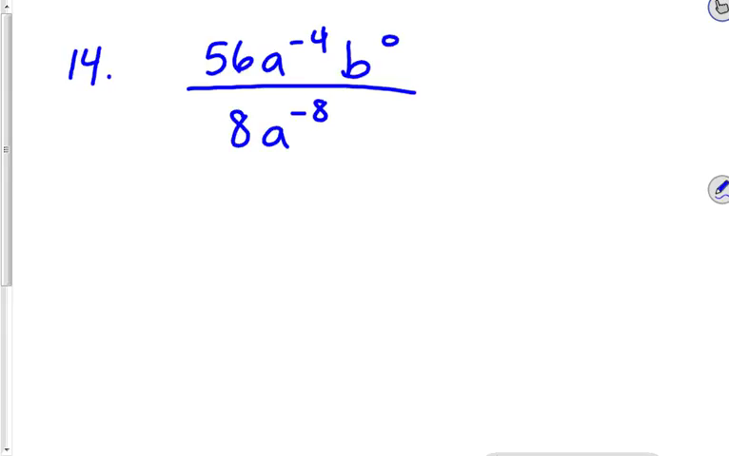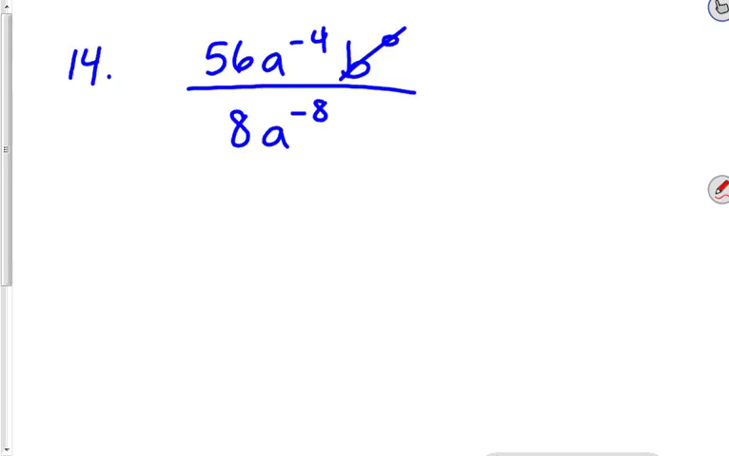All right, number 14. So the first thing I see is b to the 0. Right, that one always jumps out at me, and that's probably the only instance where I can say it is safe to always make that your first move. Anything to the 0 power is 1. Right? So in a sense, that is canceled out. All right. So now I have 56a to the negative 4th over 8a to the negative 8.